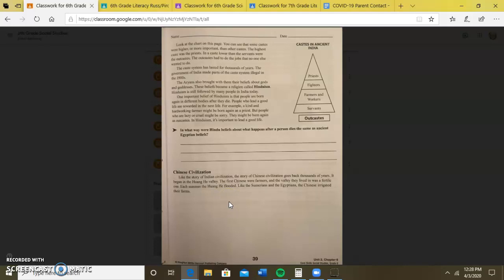Chinese civilization. Like the story of Indian civilization, the story of Chinese civilization goes back thousands of years. It began in the Huang He Valley. The first Chinese were farmers, and the valley they lived in was a fertile one. Each summer it flooded. Like the Sumerians and Egyptians, the Chinese irrigated their farms.